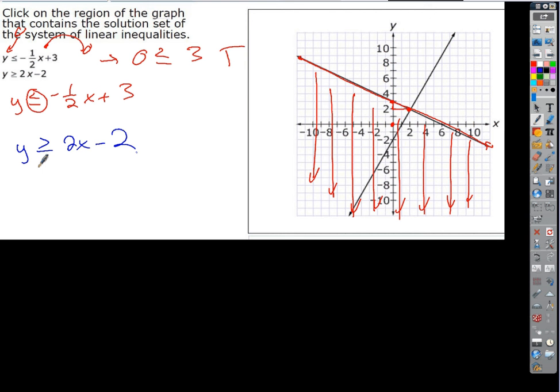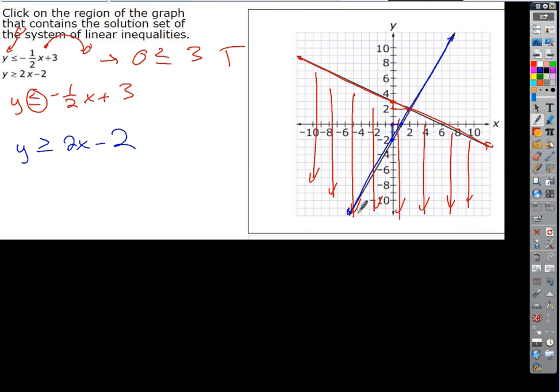Okay, so what's the y-intercept of the boundary line? Negative 2. Good. What's the slope? 2, so 2 over 1. So we're going to start at negative 2, rise by 2 and run by 1, right? So here's my blue boundary line. Now we can take the shortcut because y is by itself. Y is greater than or equal to the boundary line.